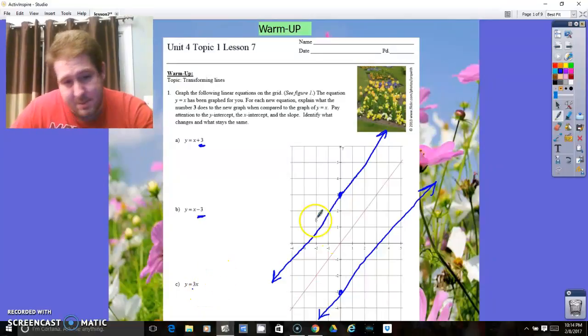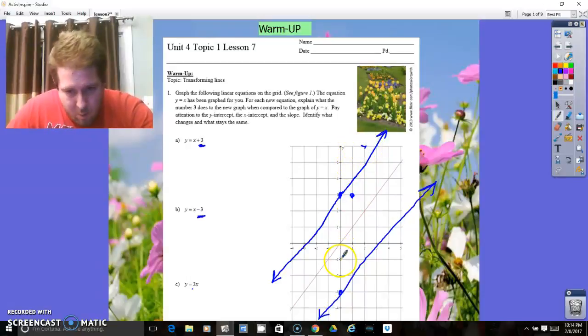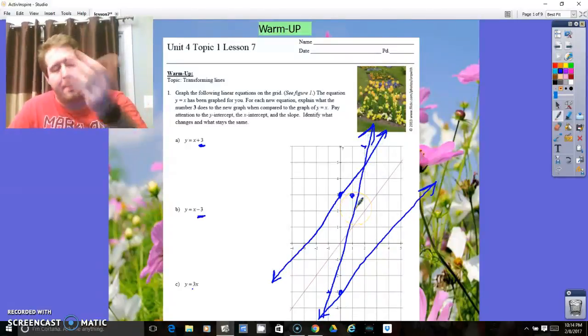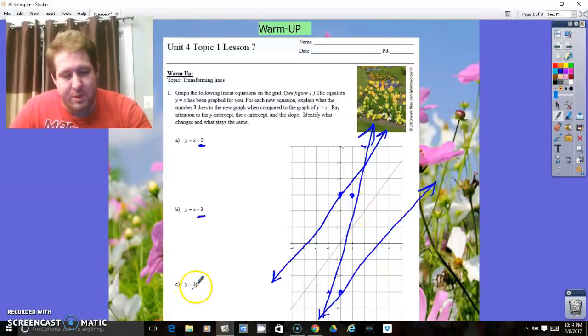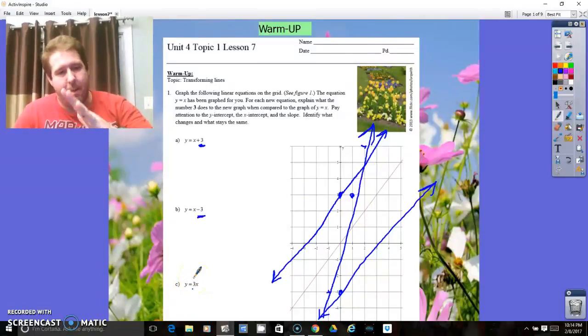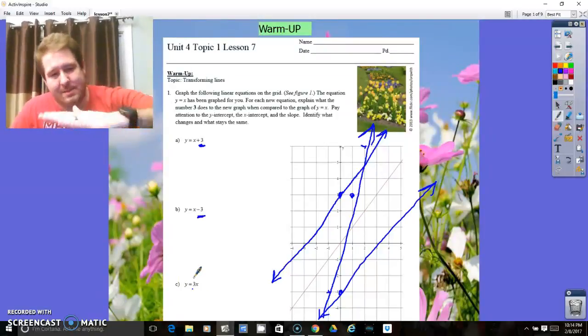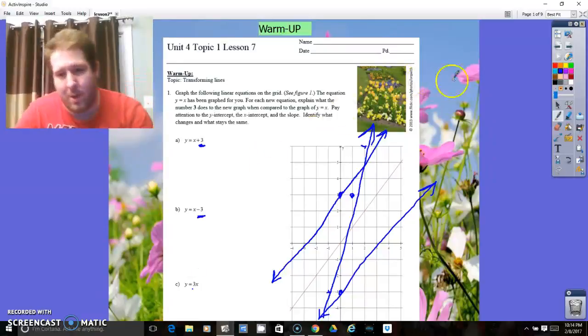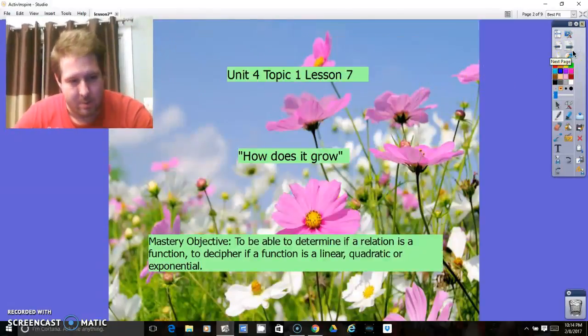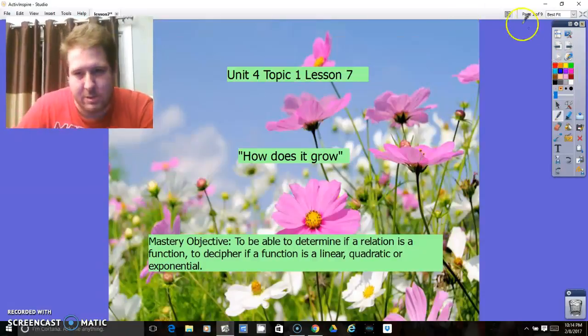But if it's times 3, that really just means 1, 2, 3. That just means that it's going up 3, right 1, up 3, right 1, or down 3, left 1. So it basically just means that the rate of change is going up faster. Whatever the coefficient of the x is means it's going to go up faster. If it was a fraction, it would be going up less. Or if it was negative, it would actually be going down. Okay, so that was translations of linear equations.